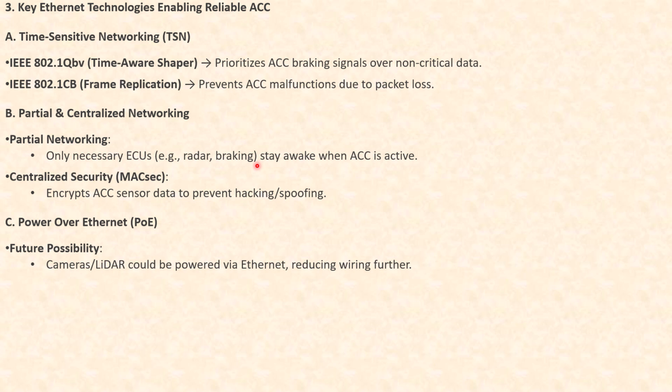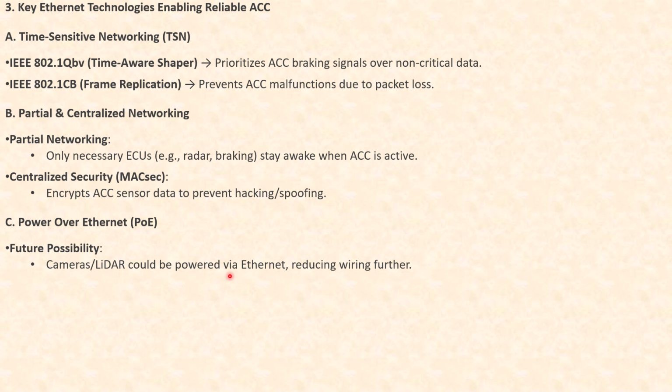Okay, so this enhances the prioritization and also the partial networking. Now coming to the centralized security, it encrypts the ACC sensor data to prevent hacking and spoofing. Now power over Ethernet. This is a future possibility. The cameras and lidars could be powered via Ethernet, reducing wiring further.